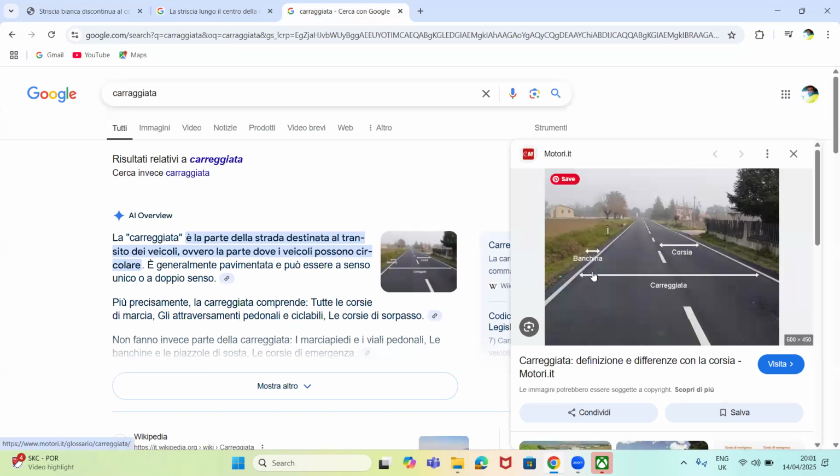Because we know that carreggiata is what? From the continuous line on the external side up to the border line here. Where is the corsia? Half of a carreggiata is a corsia. Is it clear now? All right, let's continue.